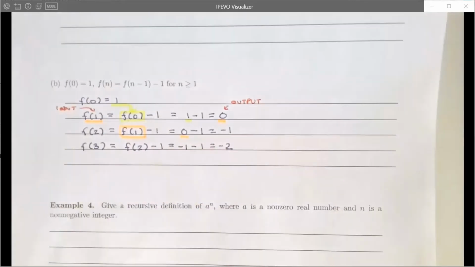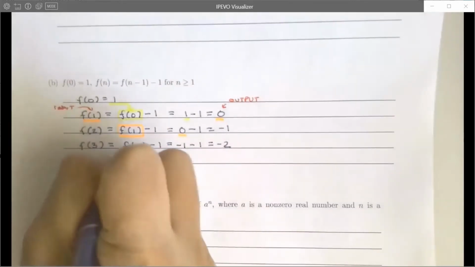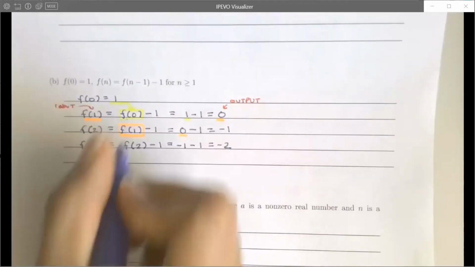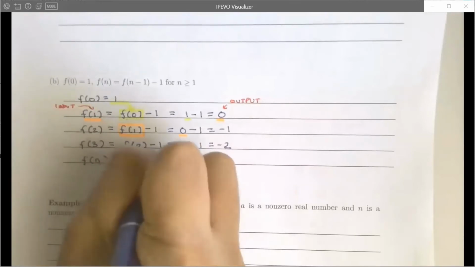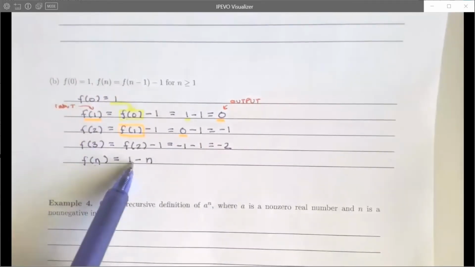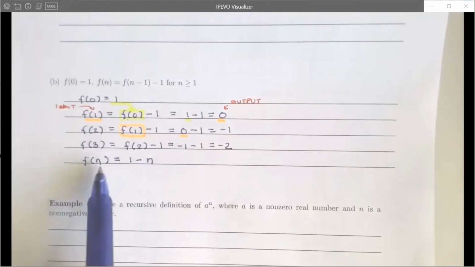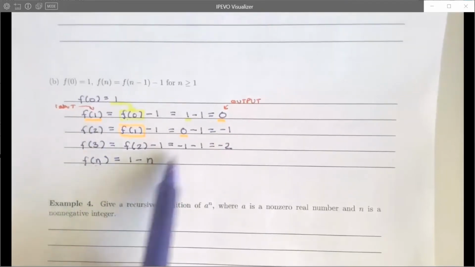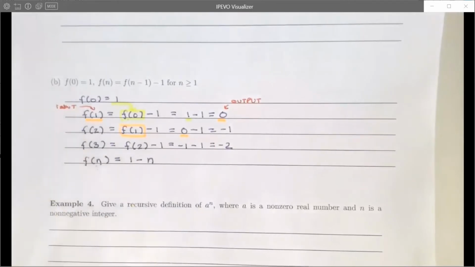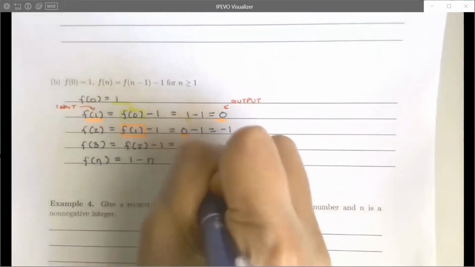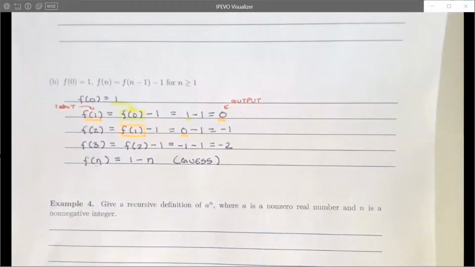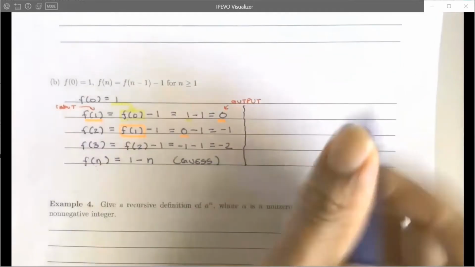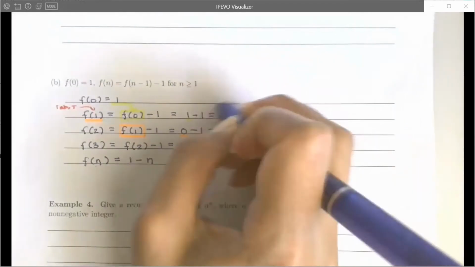What it seems like to me, if we were to take a guess, is that the rule is that when you plug in n, you take 1 and you subtract away that n, right? If I plug in 0, 1 minus 0 is 1. If I plug in a 1, 1 minus 1 is 0. If I plug in a 2, 1 minus 2 is negative 1. So that's my guess initially. We still have to prove that it actually satisfies both parts of the recursive definition. So let's try to prove the correctness of this, and I'll just move this statement over.